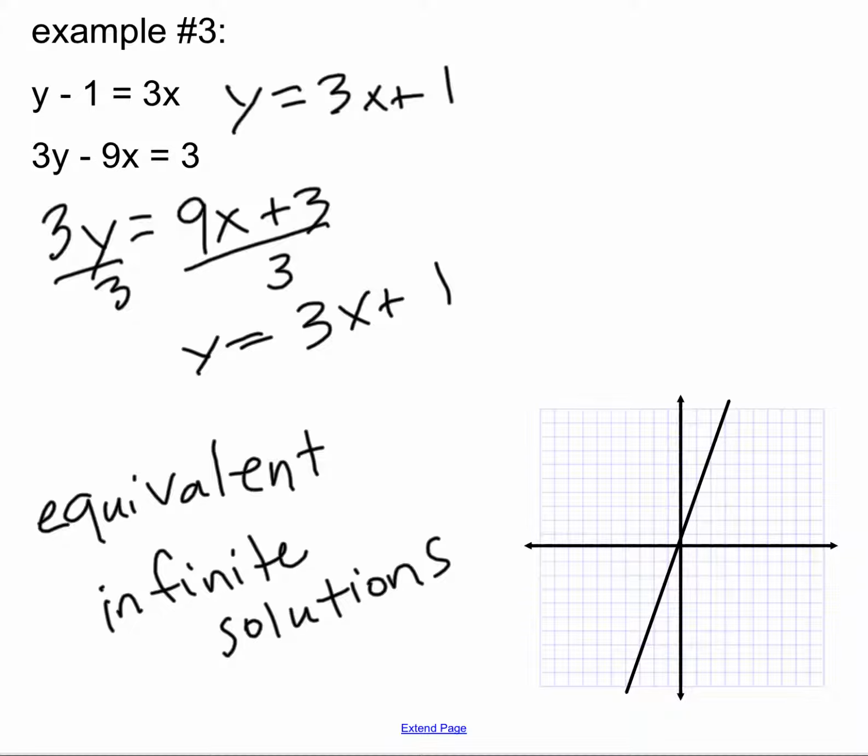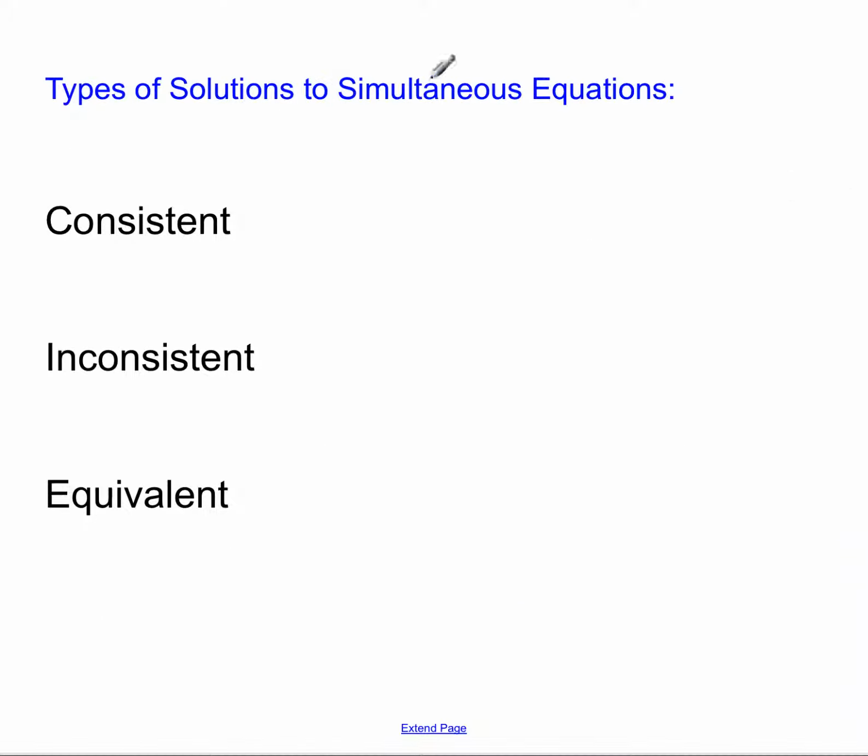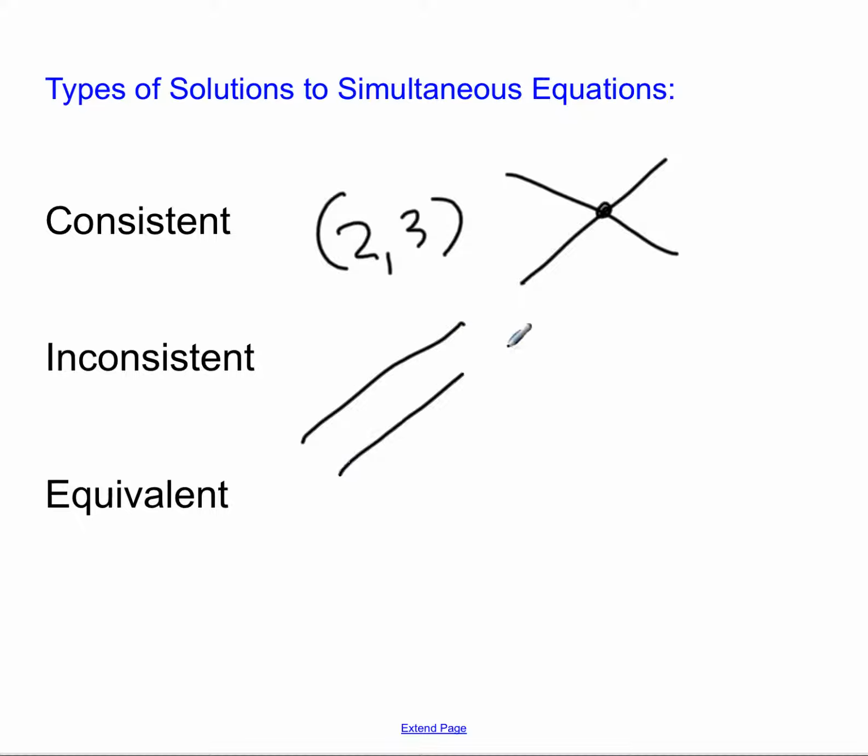And so if I go ahead and look here, the types of solutions to simultaneous equations. Consistent, that would be like 2, 3. That's a consistent solution. Inconsistent, and it also looks like this. There's my answer. Inconsistent would mean the lines are parallel. There's no solution, or no shared solutions. Equivalent means that there's only one line because they're exactly the same. So there are infinite solutions.